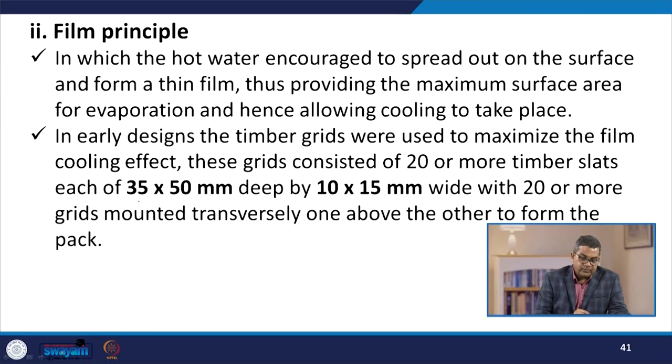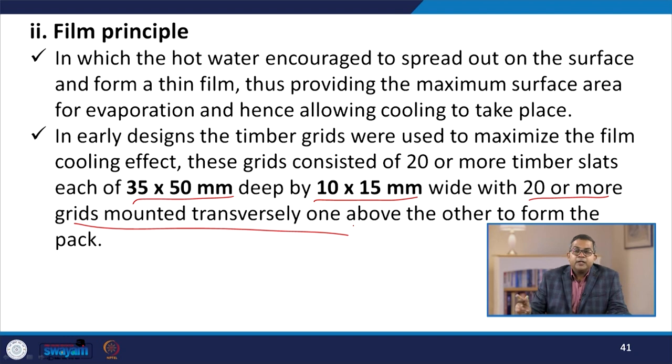Let us talk about the film principle. In this, the hot water is encouraged to spread out on the surface and form a thin film, thus providing the maximum surface area for evaporation and allowing cooling to take place. In early designs, timber grids were used to maximize the film cooling effect, and these grids consist of 20 or more timber slats, each 35 by 50 mm deep by 10 by 15 mm wide, with 20 or more grids mounted transversely, one above the other, to form the pack.